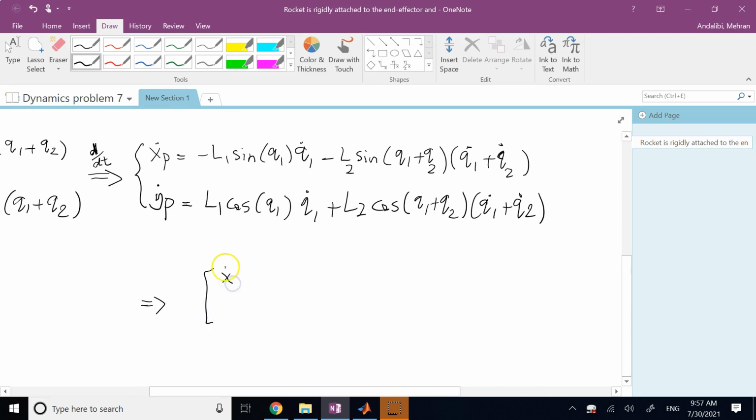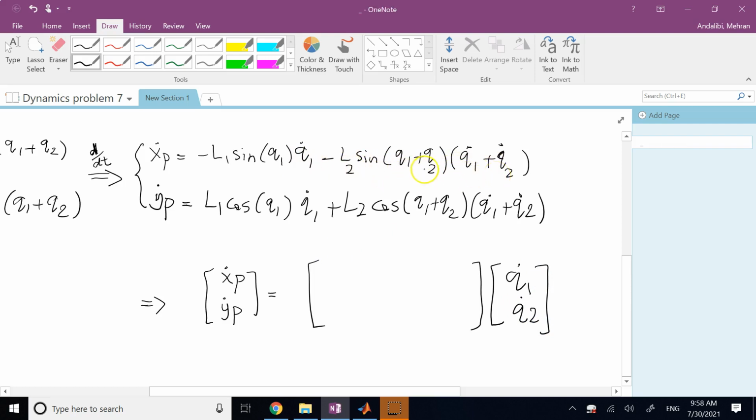Okay, if you want, you can rearrange it and write it this way. You can write x dot P and y dot P as a matrix times Q1 dot and Q2 dot. And this matrix is going to be, you have to factor out Q1 dot and Q2 dot in the formula. So if you factor out Q1 dot, you see you have negative L1 sine Q1, negative L2 sine of Q1 plus Q2.